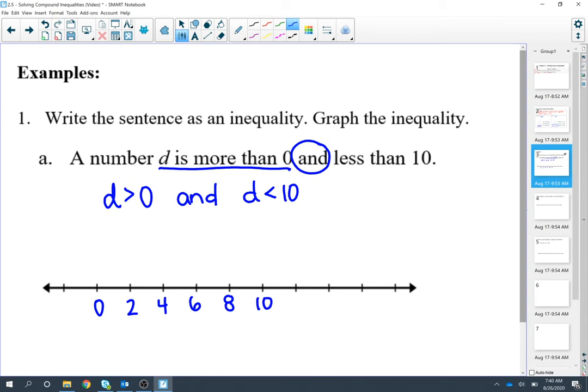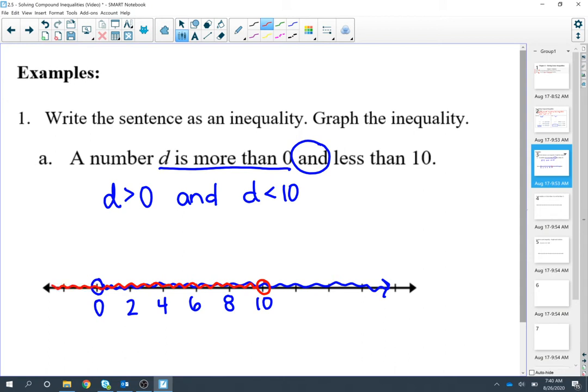So I have to be more than 0. So I'm going to go to 0. I'm going to put an open dot because it's not equal to, and I'm going to shade more than. And I have to be less than 10. So I'm going to go to 10, put an open dot because again, it's not equal to, and I'm going to go less than.